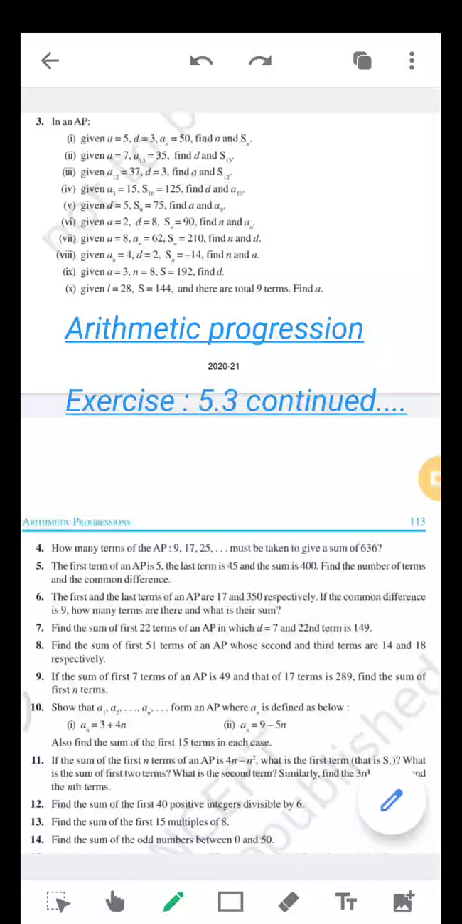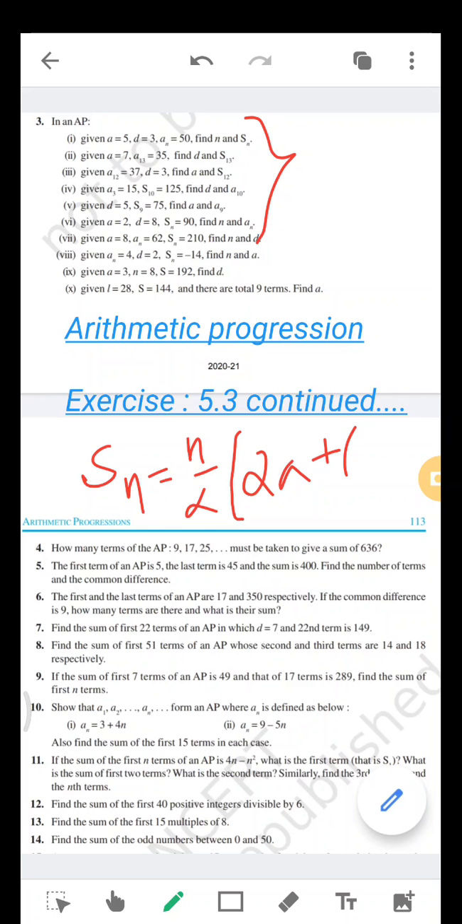Welcome back, students. Today's session we are going to continue exercise 5.3 of arithmetic progression. In the last session I explained a few bits of question number 3, where we learned two new formulae. S of n is equal to n by 2 into 2a plus n minus 1 into d. This was the formula which we learned.